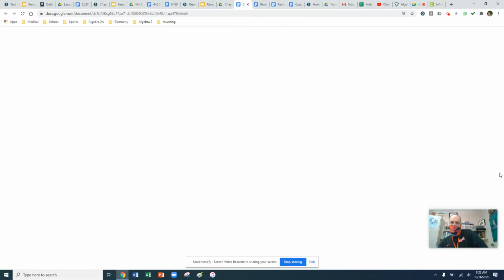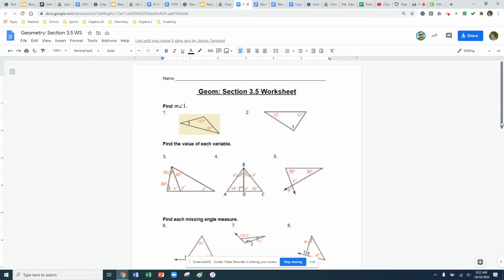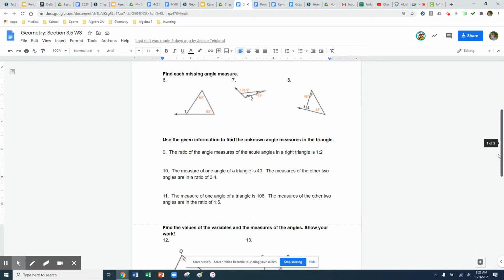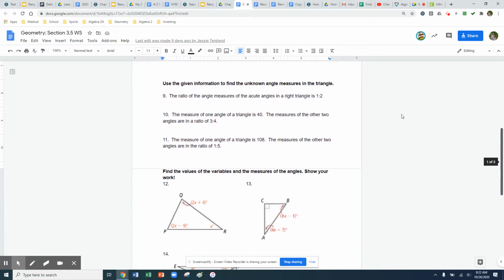So 9 and 10. There we go. Let me zoom this in.